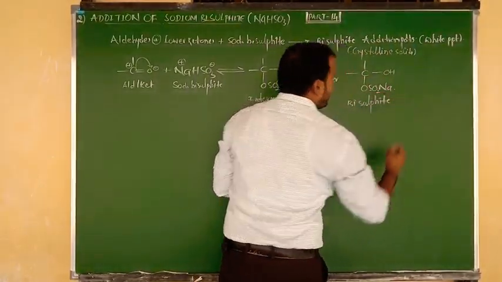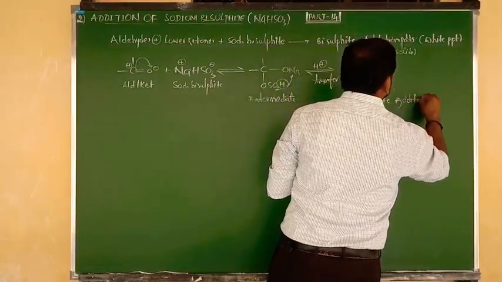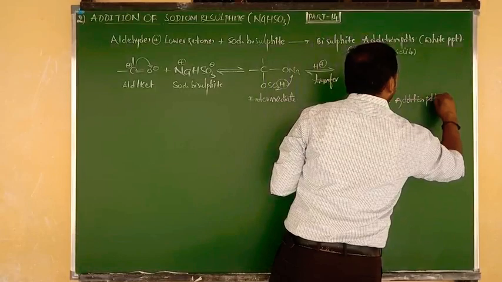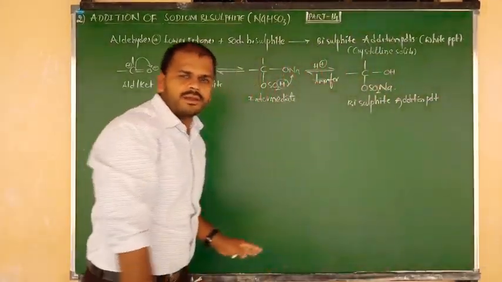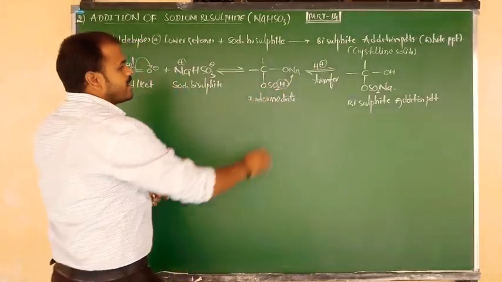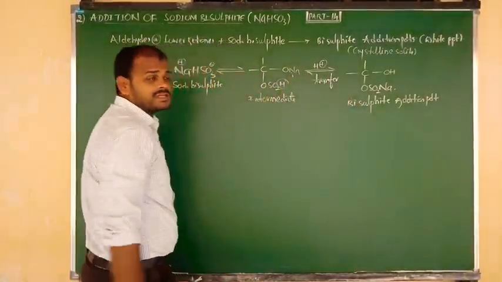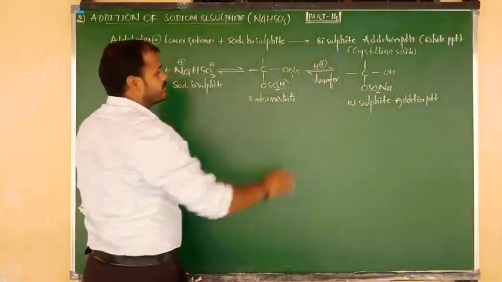What is the product? Bisulfite addition products. It is white in color, a white crystalline solid. Clear? So what happened here: the unstable intermediate changes into the stable bisulfite product only due to transfer of a proton.